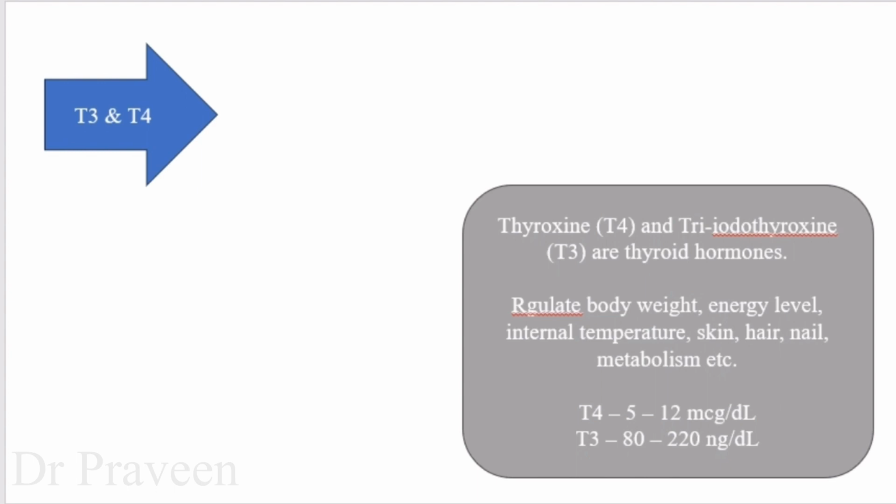These regulate the body weight, energy level, internal temperature, and the health of the skin, nails, and hair. They entirely control the metabolism, control the gonadal hormones, and help to maintain mood and feelings. The normal range of the T4 is 5 to 12 micrograms per deciliter, whereas the T3 is 80 to 220 nanograms per deciliter. You have to pay attention to the measuring unit. If the measuring unit changes, then definitely this range also changes.